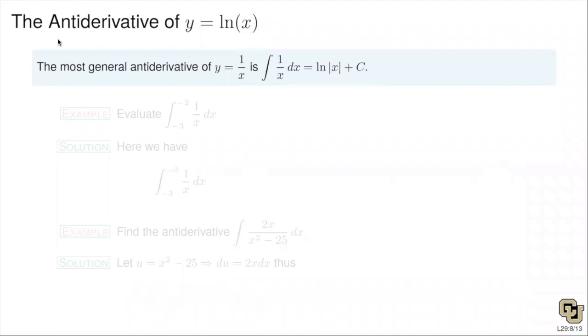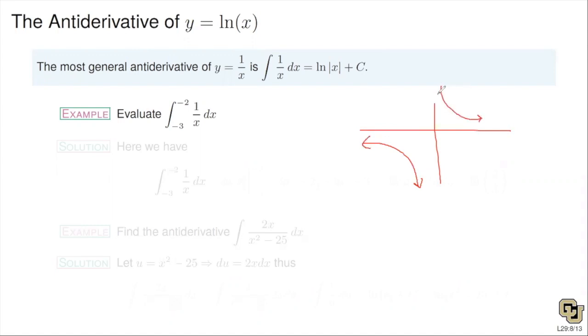So now, we have a new rule. So quick example. Here, the definite integral from -3 to -2 of 1 over x dx. So here, just for fun, think about the picture. Here's 1 over x, the graph of 1 over x. We're integrating from -3 to -2. So we're trying to find the net area of this region.